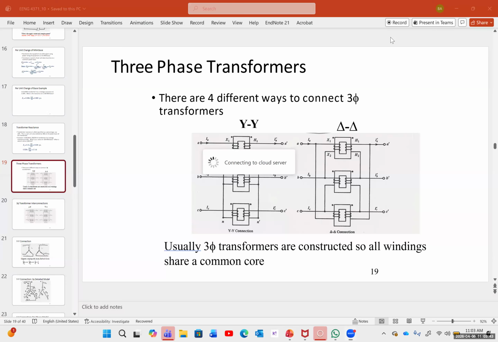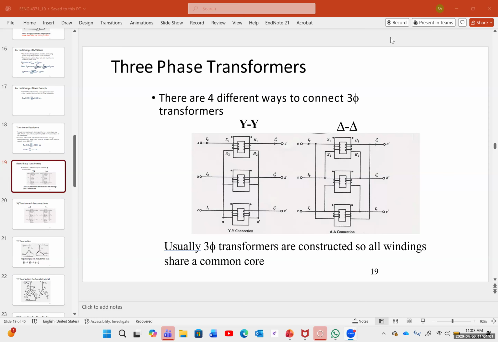Hello and welcome to another power system analysis class. In the previous class, we started per unit systems. We solved some practice problems on that and some examples. Today, we will continue with three-phase.